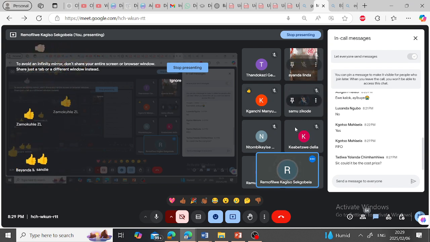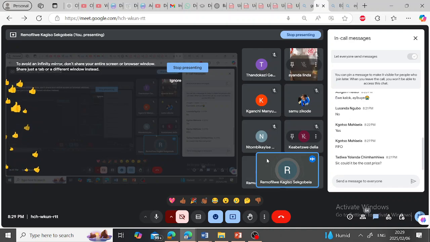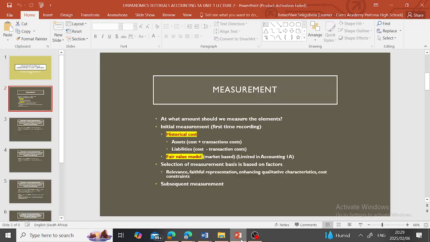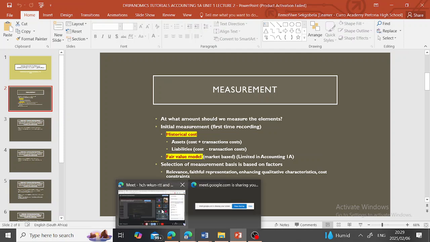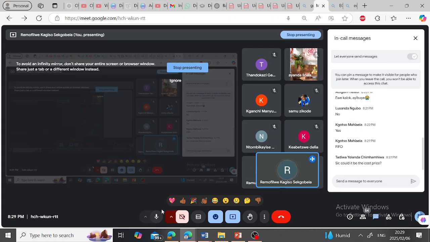Everyone's following. So that's initial recognition, or initial measurement. You'll see more when you do financial statements, but I just want to give you an intro. And then we have what we call the fair value model, which is market based, but it's very limited in Accounting 1A as you're going to do it in 1B. Who here thinks they know what fair value is? When we say that we're measuring this using the fair value model, not the cost model, what do you think fair value is? Think about it.